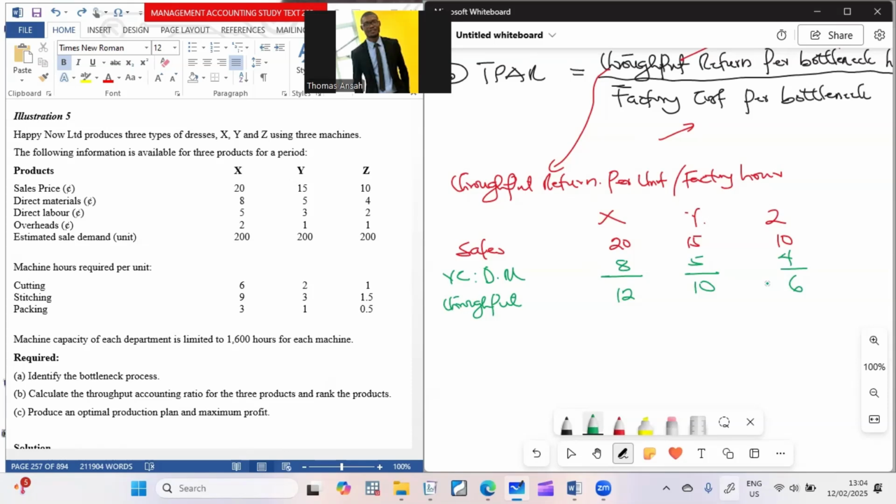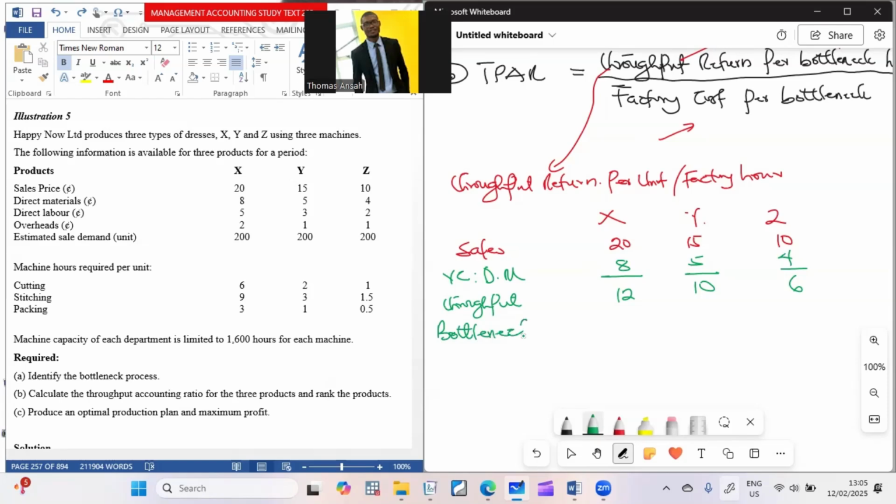Now, this is normally our step 2, but when we do step 2, what do we do? We do throughput per unit per bottleneck, right? So now the bottleneck is our focus. What is the bottleneck? The bottleneck is the stitching department. So you come here with your bottleneck.